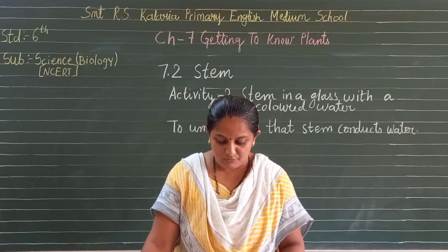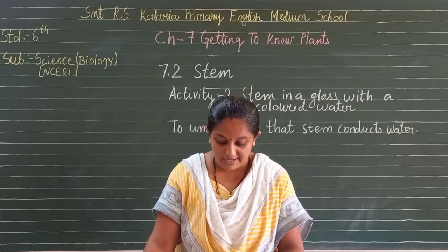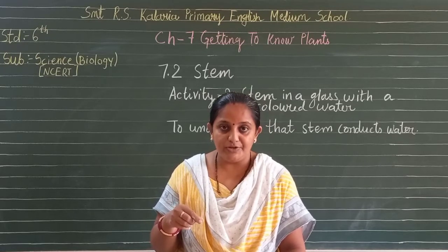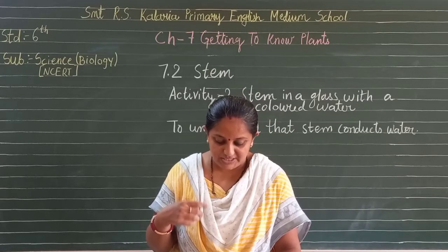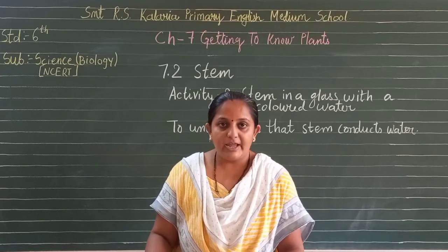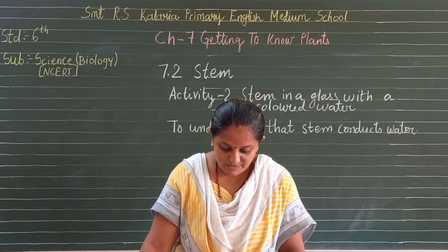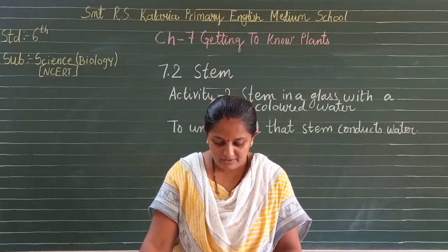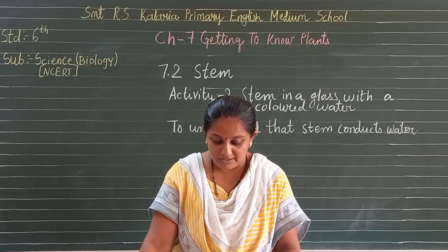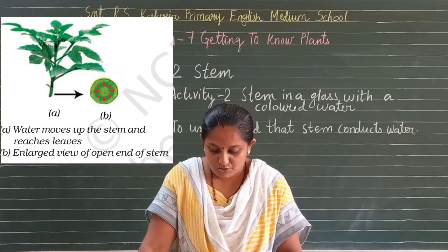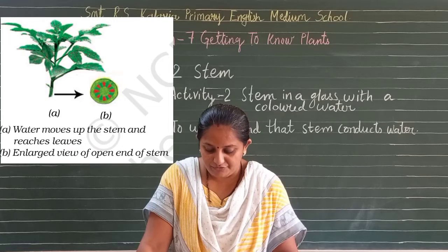Now pour water to fill one-third of a glass and add blue or red ink into the glass filled with water. Cut the base of the stem, the tender base of the stem, and put it in the glass and wait for some time. Observe the setup. Does the color appear in the stem? You will find the color rises in the stem. If this is kept for a longer period, the color appears in the veins of the leaves also. So how do you think the color reached there?